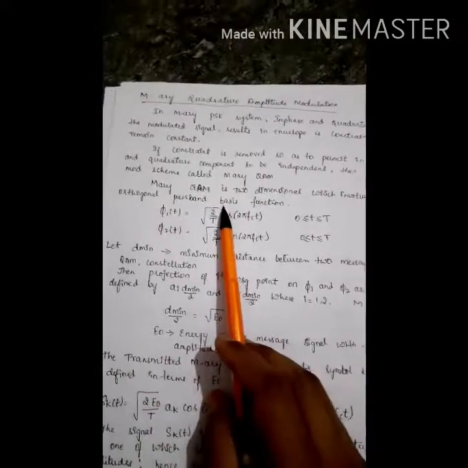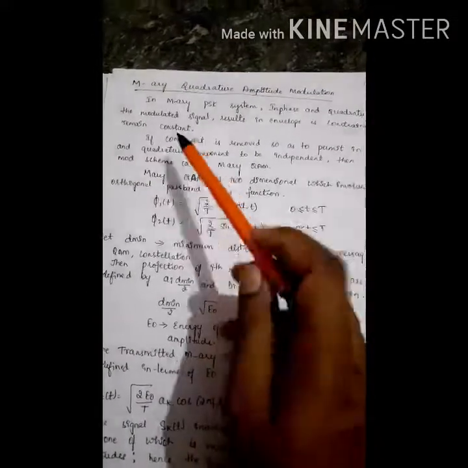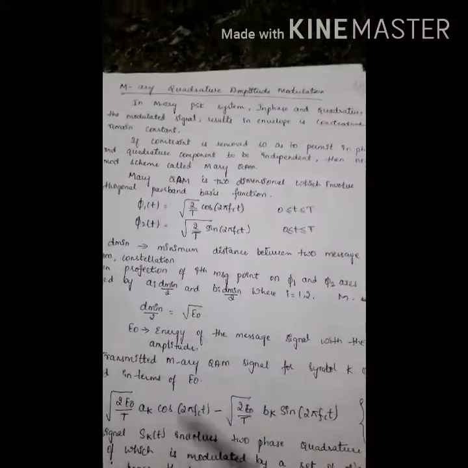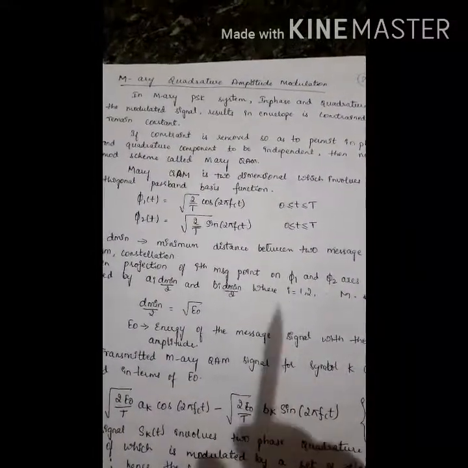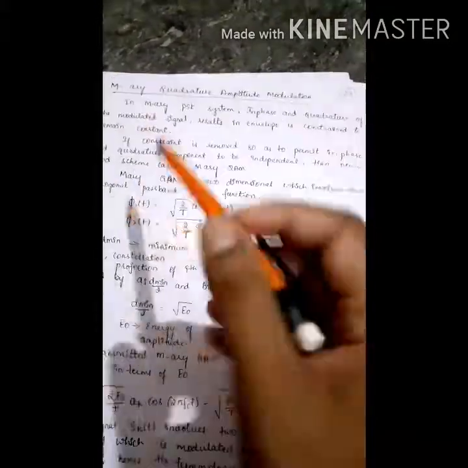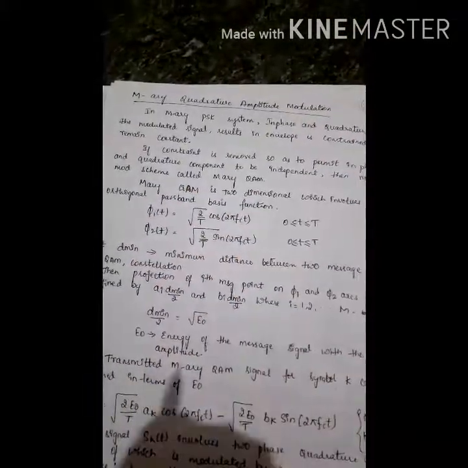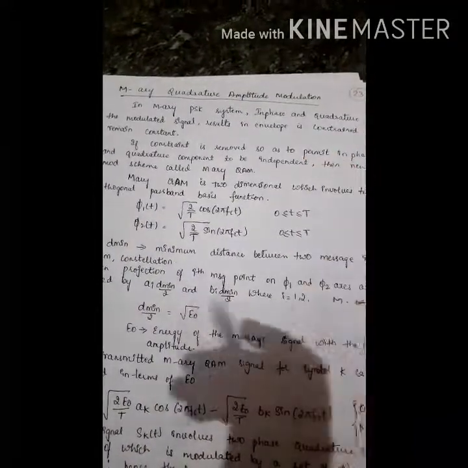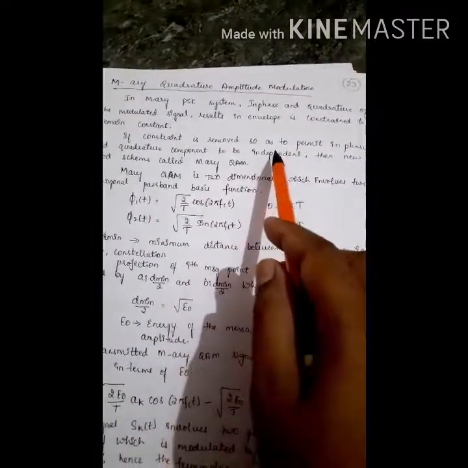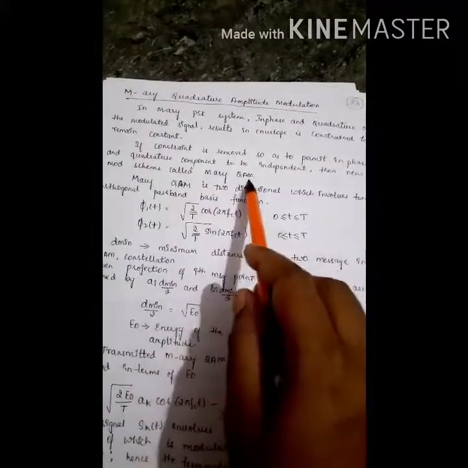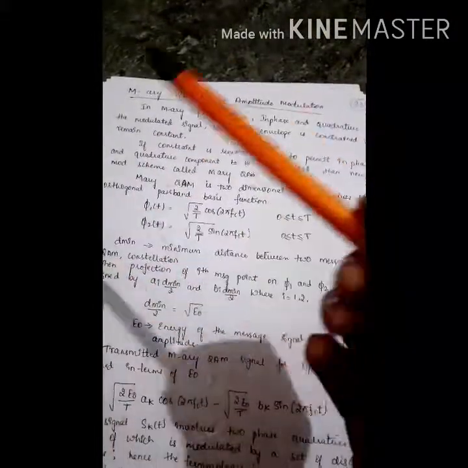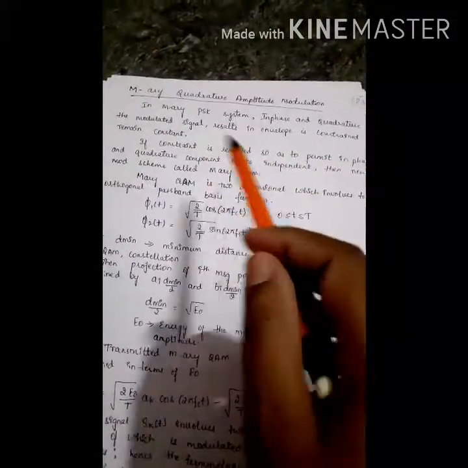The M-ary quadrature amplitude modulation, that is MQAM. In the M-ary PSK system, we are considering an in-phase and a quadrature component of the modulated signal, which results in a constant envelope. Here we are modulating two signals, in-phase and out-of-phase. If the constant envelope constraint is removed so as to permit the in-phase and quadrature components to be independent, then a new modulation scheme has been introduced, called M-ary QAM.